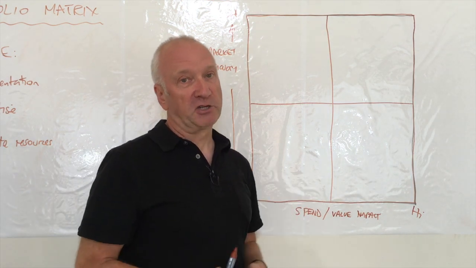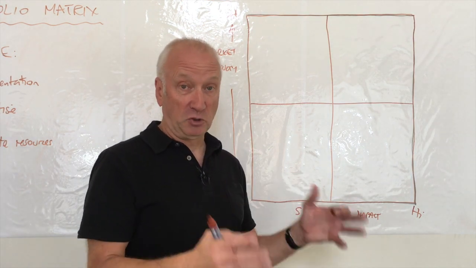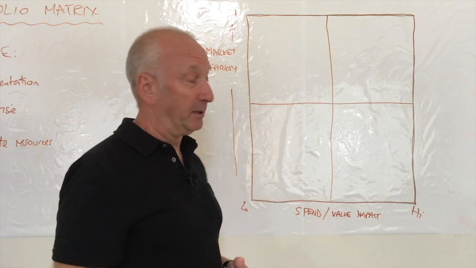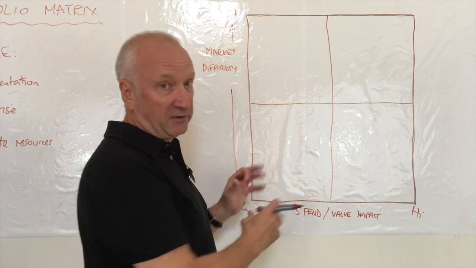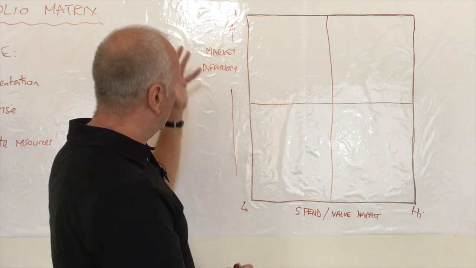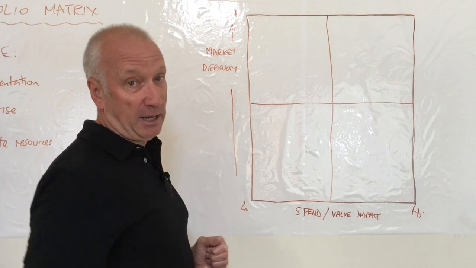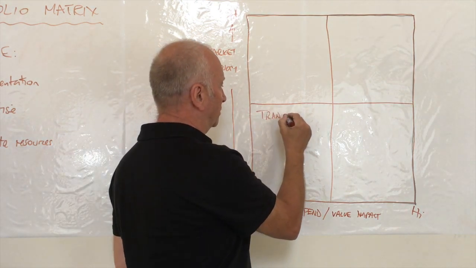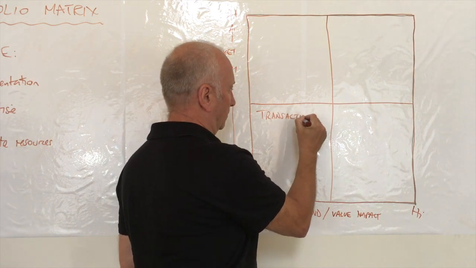And there are 4 generic strategies that procurement leaders and procurement teams will, this model will help them determine. The first one in the bottom left-hand box, here where we've got relatively low spend and relatively easy supply market, these are what procurement professionals call transactional categories.